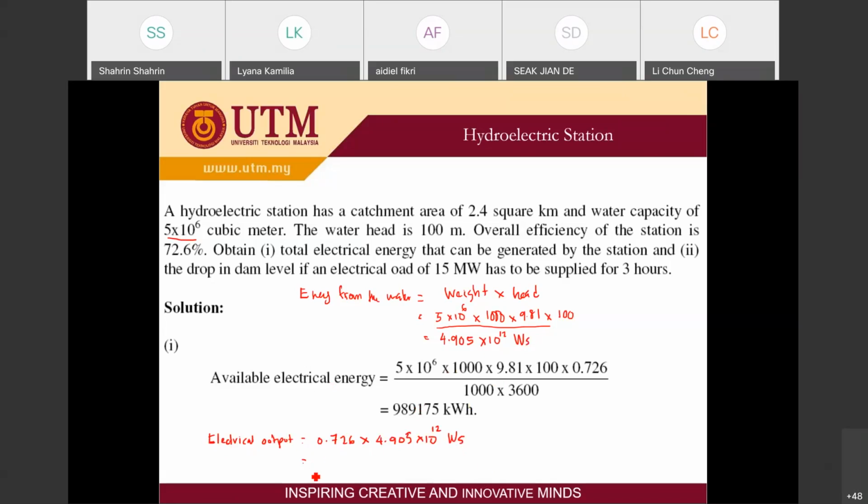So this one is 3.56, 3.56 power of 12 watt second. Okay, or in kilowatt hour, what you need to do is 3.56, okay, divided by 1000 and 3600 seconds. So you will actually get around, okay, 989.2 kilowatt hour.